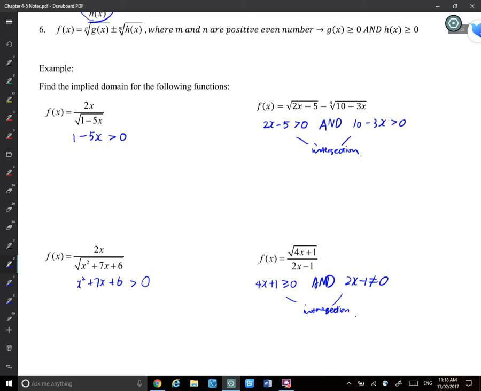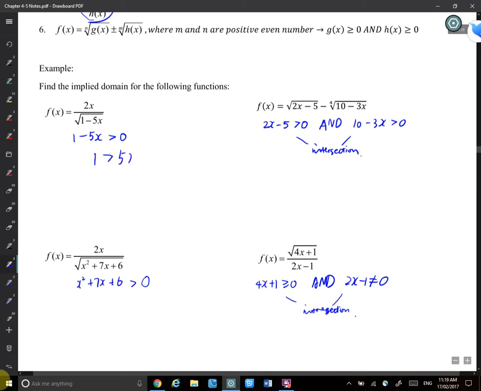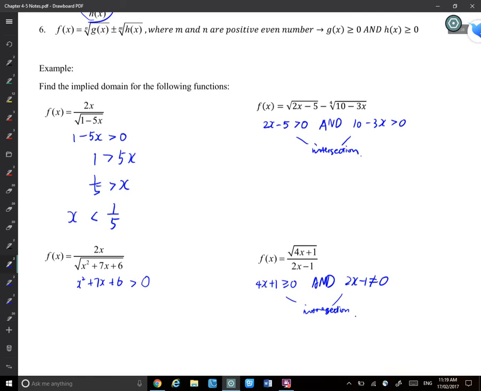Okay, let's solve for this. The first inequality was easy, just a linear inequality. So we have 1 greater than 5x, so 1 over 5 greater than x. We better write x smaller than 1 over 5.